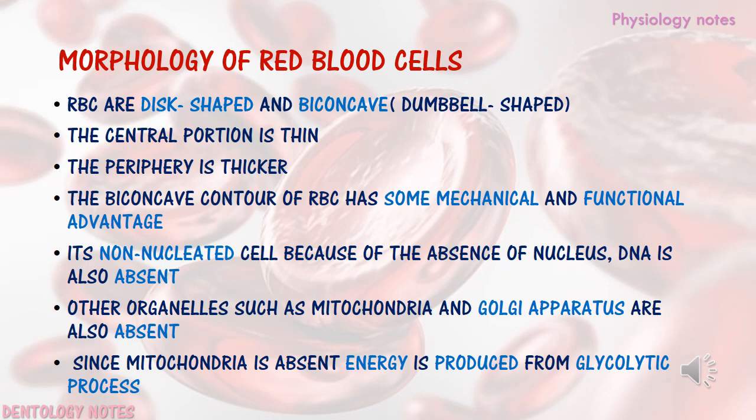Morphology of red blood cells. RBC are disc-shaped and biconcave, dumbbell-shaped. The central portion is thin. The periphery is thicker. The biconcave contour of RBC has some mechanical and functional advantage.